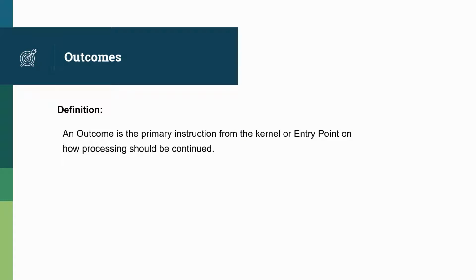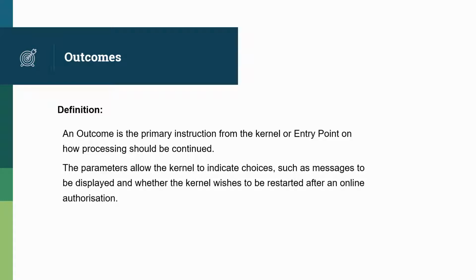Let's look at outcomes. EMV defines an outcome as the primary instruction from the kernel or entry point on how processing should be continued. The parameters allow the kernel to indicate choices, such as messages to be displayed and whether the kernel wishes to be restarted after an online authorization. Essentially, the kernels allow each brand to process a contactless transaction their own way, and the outcome processing step is when they all come back together. So you see that contactless EMV is actually a big wrapper for contactless transactions.